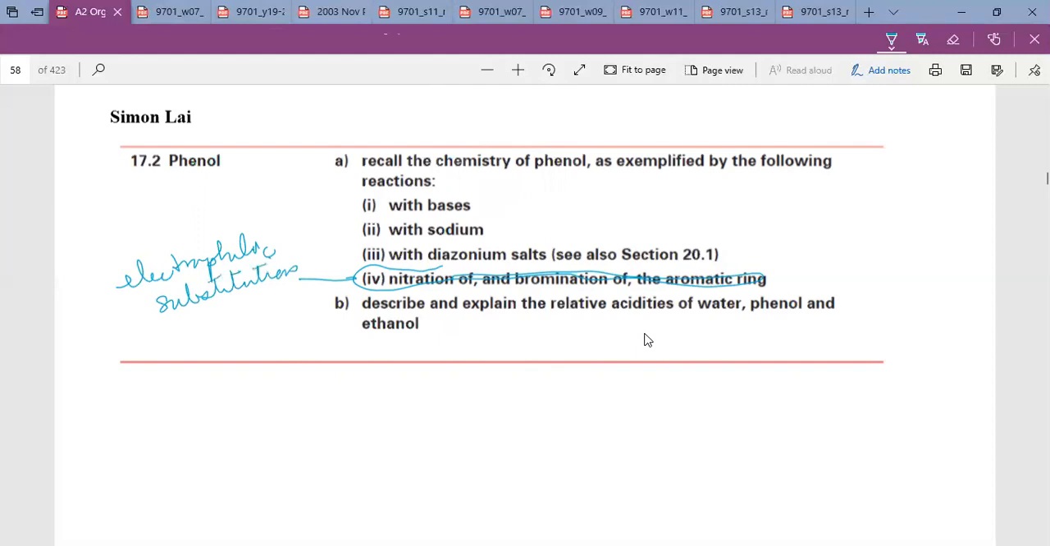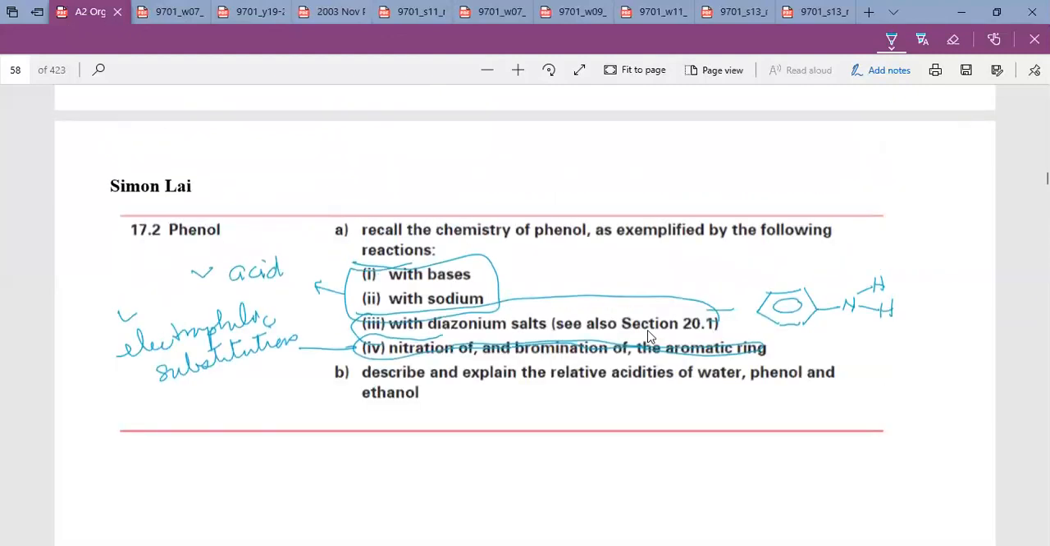Now this one here, I won't talk about first, because you need to talk about it in terms of aniline or phenylamine. Later, I won't teach that first. Now these two here talk about phenol as an acid. I'm going to talk about it now. Okay, phenol, this is the whole picture.